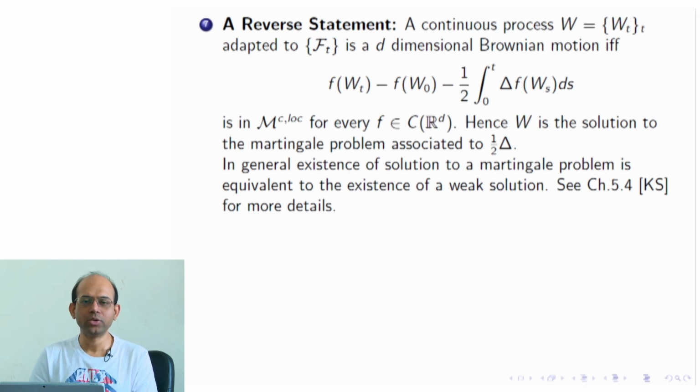We are not going to go into more detail about the martingale problem. In general, the existence of a solution to a martingale problem is equivalent to the existence of a weak solution. You can see chapter 5, section 4 of Karatzas and Shreve for more details, which treats not only Brownian motion but also the SD and FSD. Okay, so now I go to the next part.